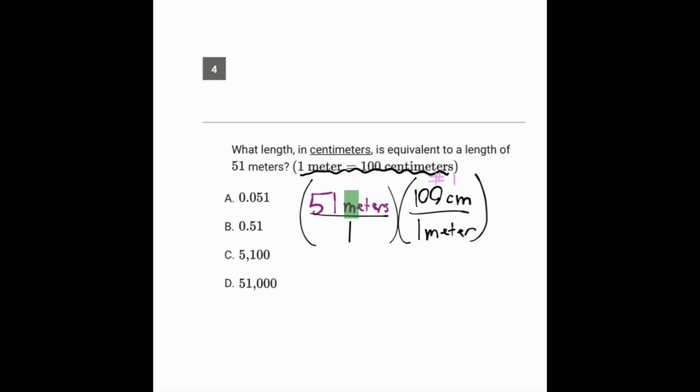But we purposely arranged it so that if we have meters on the top, we can counterbalance that with meters on the bottom. And that way, they'll both cancel away. And this process guides you through the idea that we end up just multiplying here. 51 times 100 is 5,100, and the only unit remaining is centimeters. And that is the length in centimeters, 5,100 cm.